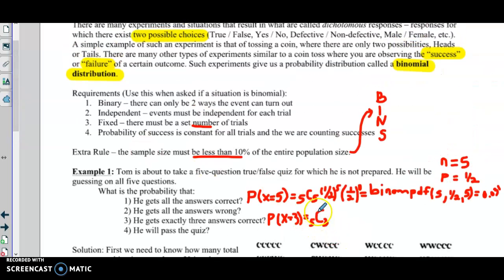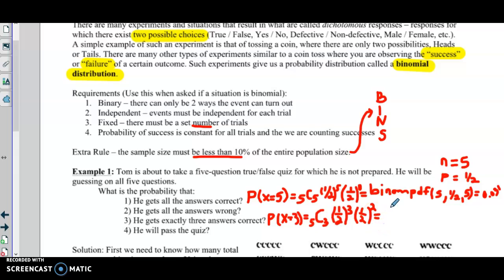So this is 5 questions. How many ways can he answer 3 correctly? Times the probability he answers 3 correctly. That's 1/2 to the 3rd. And then if he answered 3 correctly, that means he had to answer 2 incorrectly. So this is 1/2 to the 2nd, because he has 5 questions. 3 were correct, 2 were incorrect.